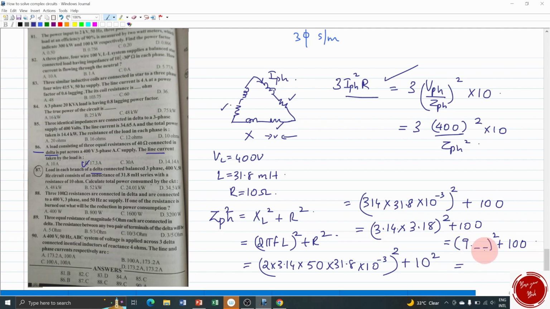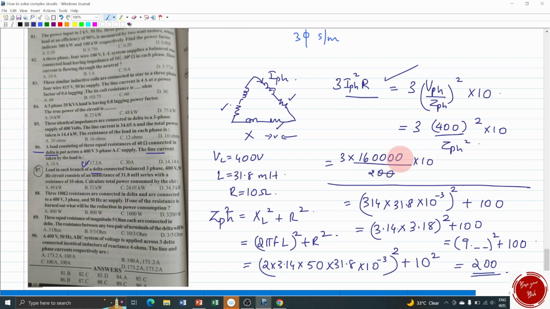So 9 point something whole square plus 10 square, which is 100. So 9 point something, I round it to 10 itself. So 10 square is 100. 100 plus 100 is 200. Okay, substituting this Z phase square value over here. 3 into 400 square is 16,000,000 divided by Z phase square, which is 200 into 10.